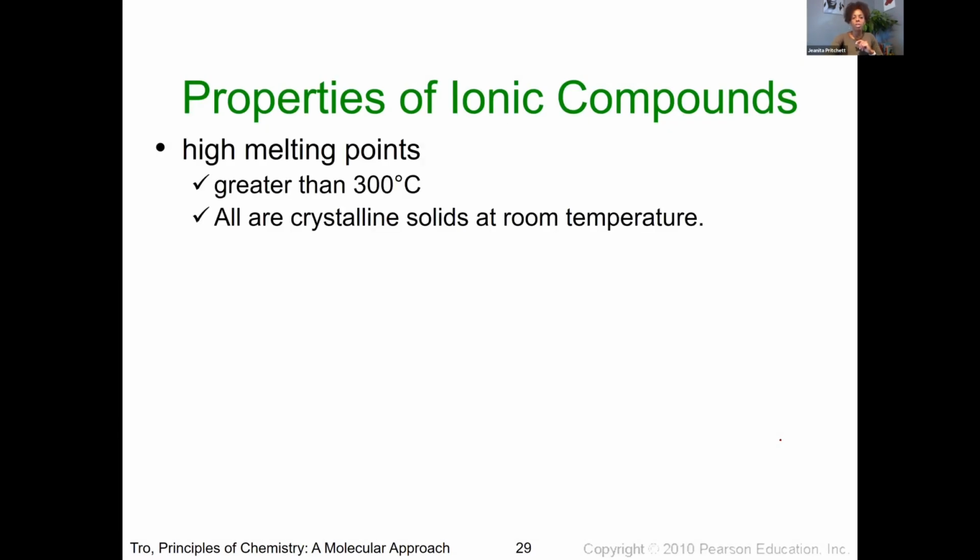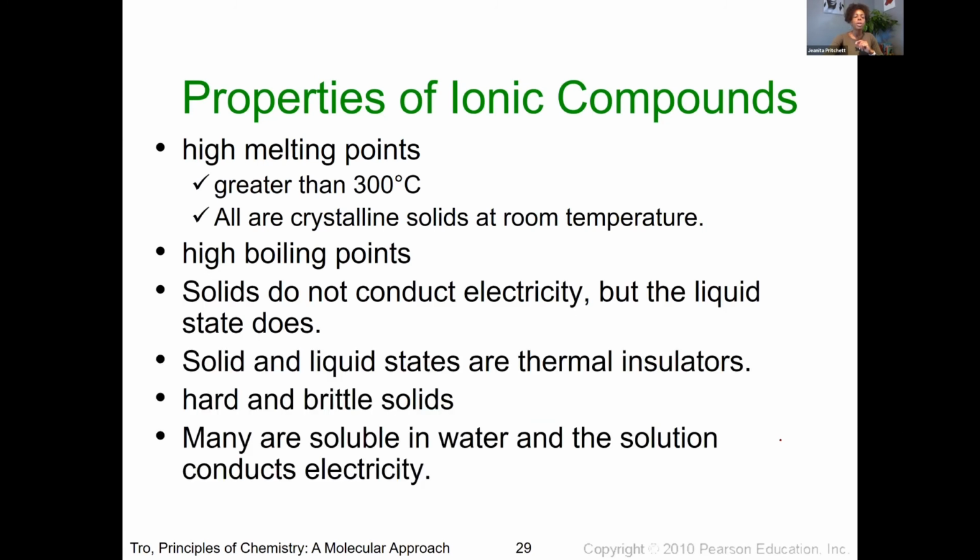Now, there are a few properties associated with ionic compounds. We'll get into why these compounds exist in chapter 11. But some things to remember: ionic compounds tend to have very high melting and boiling points compared to our molecular compounds. They also have the ability to conduct electricity when in liquid form. As a solid, they act as a thermal insulator. They tend to be hard or brittle when solid, so think of salt. And they're soluble in water and are able to conduct electricity through those solutions.